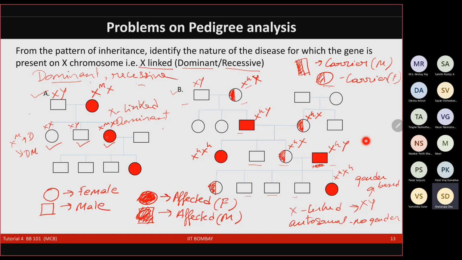So this affected woman is marrying a normal man. Again, you can just mentally do it. So this one is again similar to the first generation, this cross.